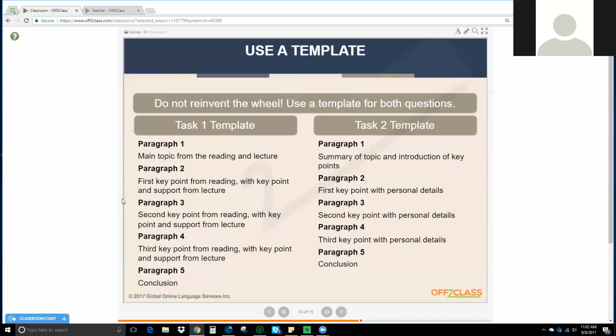So it's really quite simple, but the important part is how well you organize it in your notes and in your writing. Okay, now in the second task, the independent question, you have the same number of paragraphs, but here you want to give a summary of the topic and an introduction of the key points.